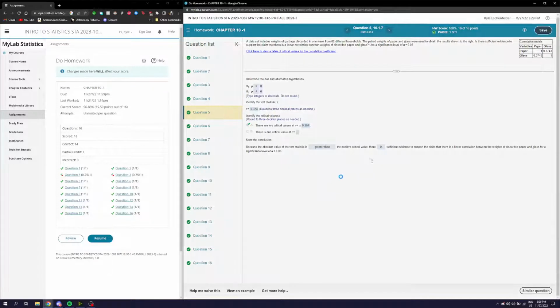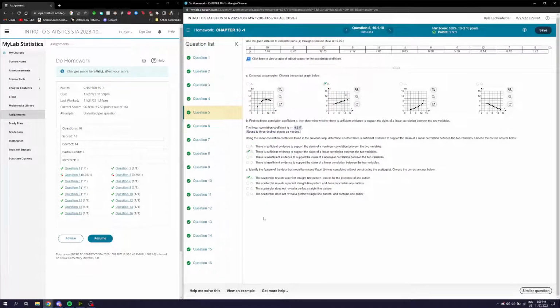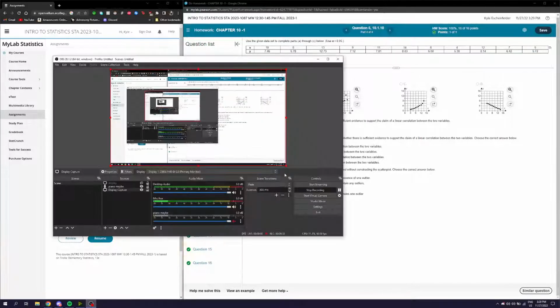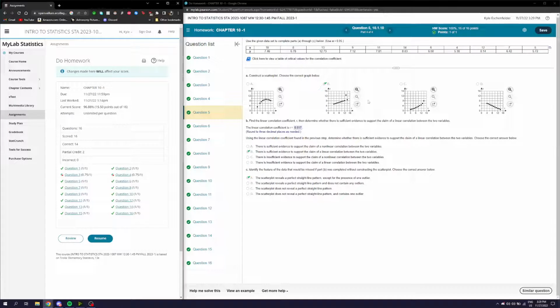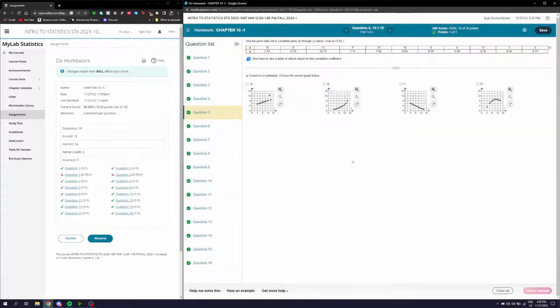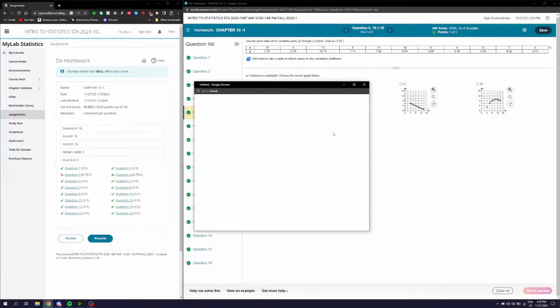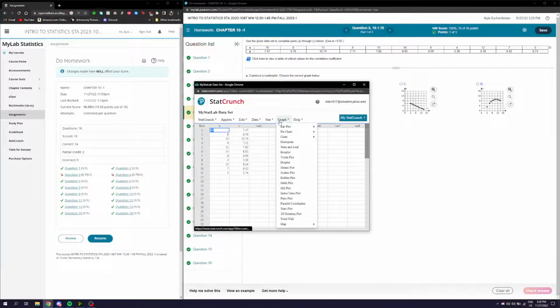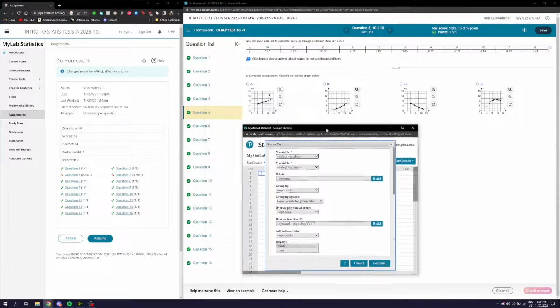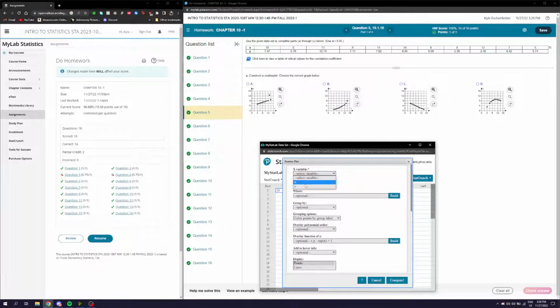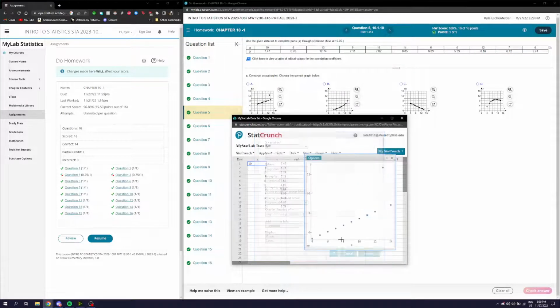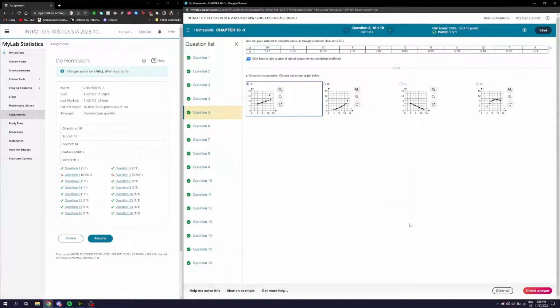So, question 5. Okay, this one's easier. Am I recording? Yeah. Okay, this one, in my opinion, is even easier than these because you just go to StatCrunch. Because it literally tells you it wants a scatter plot, click on scatter plot. Compute that. Then it's this one.